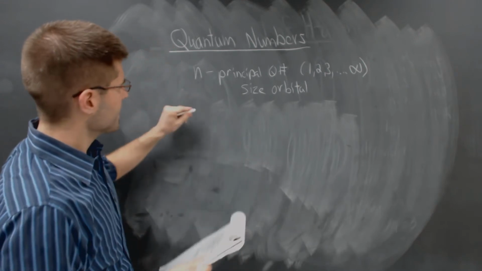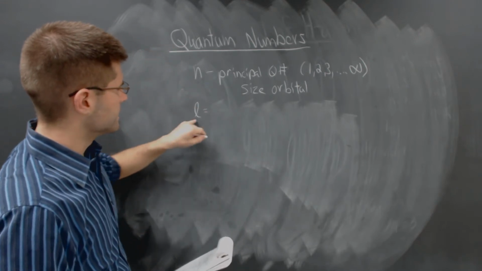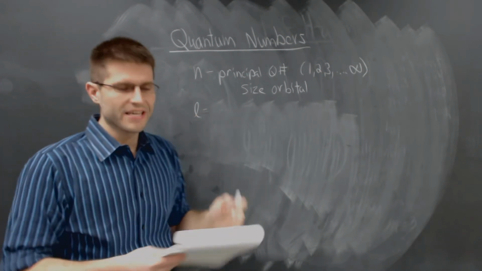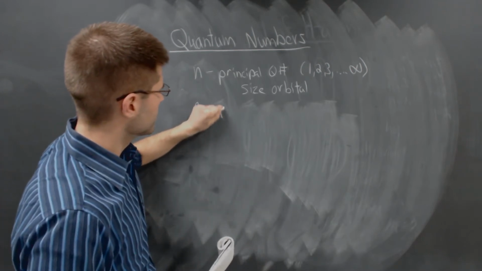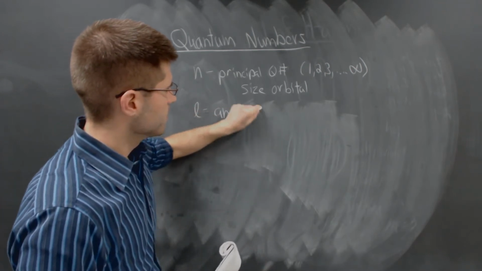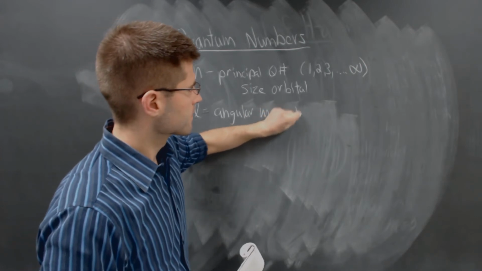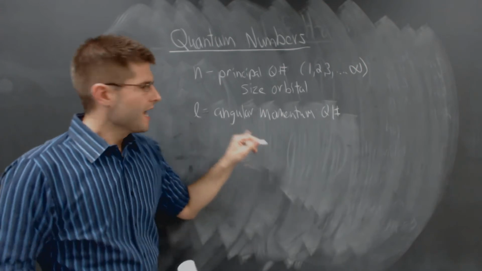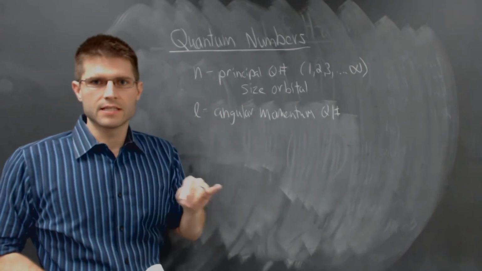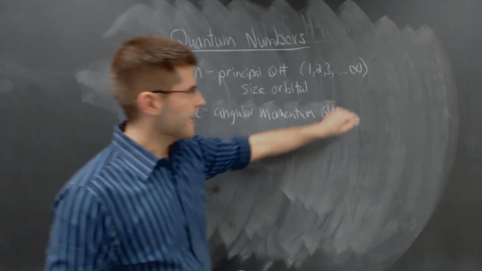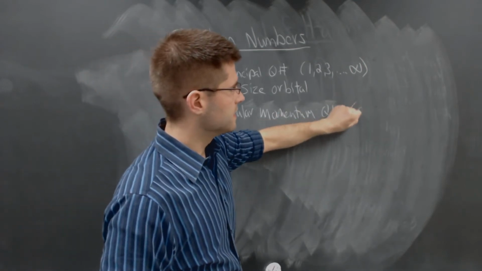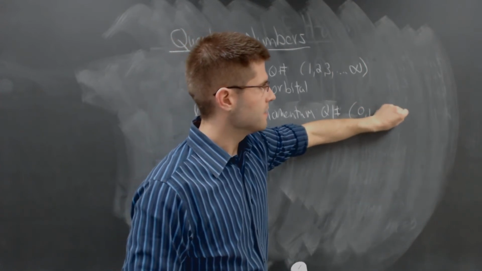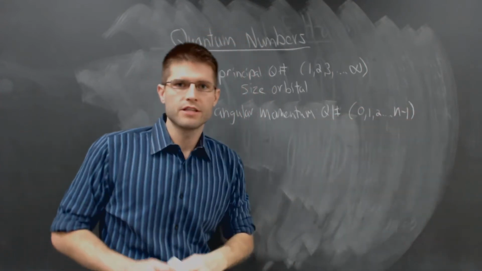So we have n. Our second quantum number has a denotation of l, and this is called the angular momentum quantum number. Angular momentum quantum number. And this is related to n in a very specific way. l can take any value from 0, 1, whole number integers, all the way up to n minus 1. So how would this work?